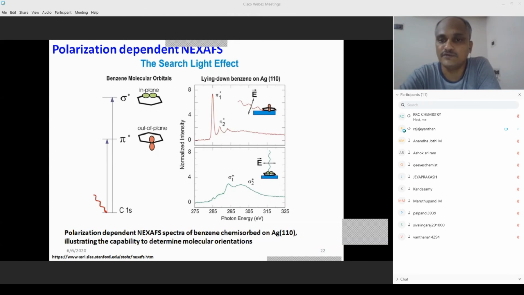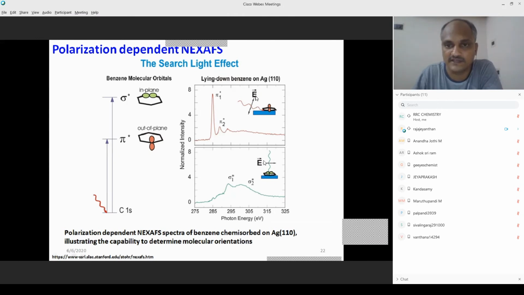When it is adsorbed lying flat on the surface of the silver, in benzene there are two types of bond: one is the sigma bond and the other is the pi bond. The sigma bond is in plane with the benzene, and the pi bond is out of plane with the benzene. When you are passing a plane polarized X-ray, you can have the electric field vector as shown here, in the first picture.